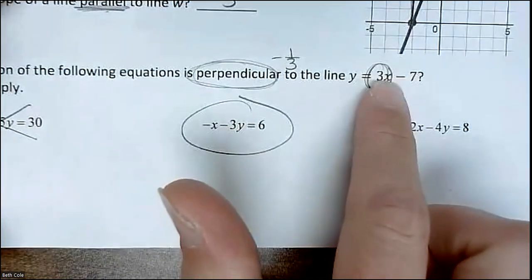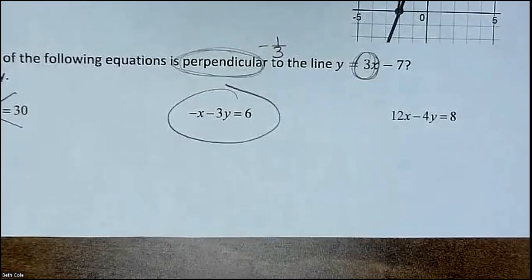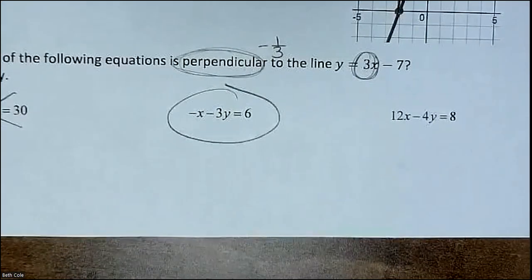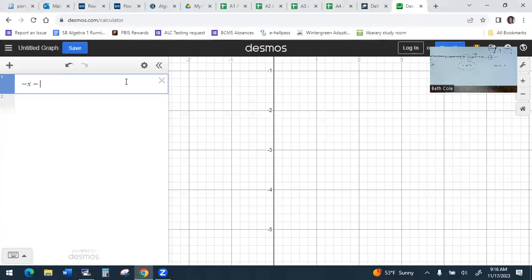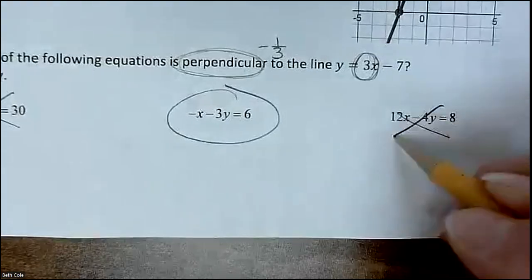Again, this slope was 3, so perpendicular, we want negative 1/3. So let me test the last one. What do you guys think? Are you just going to guess? Yes or no while I'm typing it here? No, okay. Maybe. All right, 12x minus 4y equals 8. Again, we're looking for negative 1/3. Well, that's not negative at all because it's going up, so it can't be that one. So we don't want that one either.